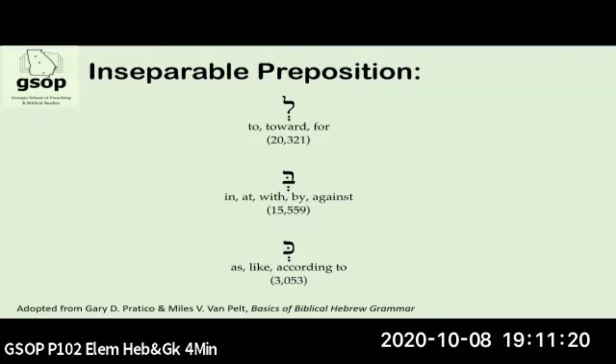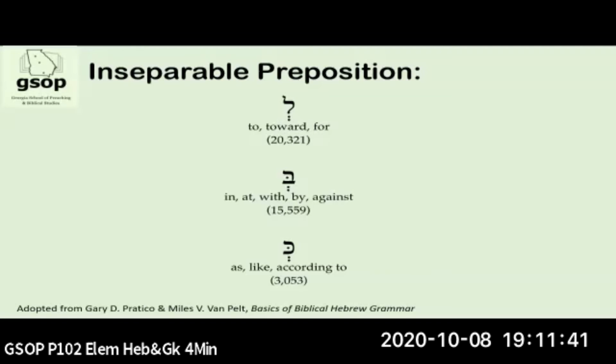Or you have the bet with the shva. If it's prefixed to the word, it means in, at, with, by, or against. It's used over 15,000 times. So when it's prefixed, it could be Bamelech, at or with the king, or against the king.